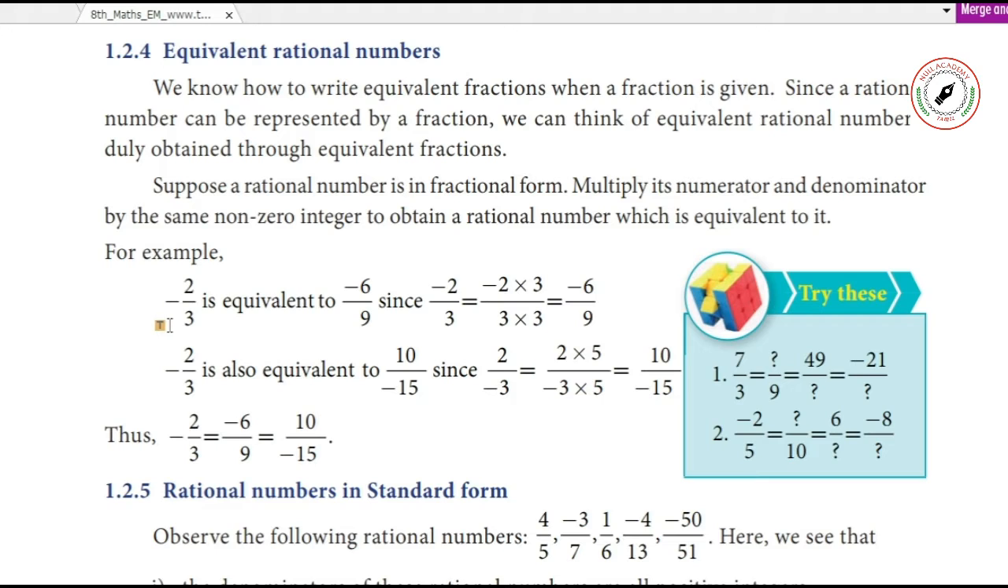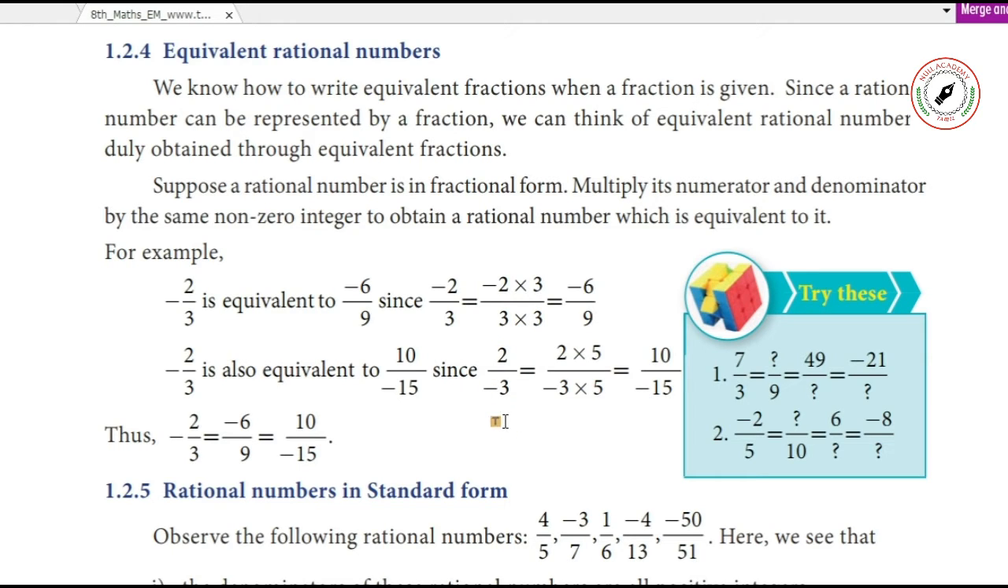Say, for example, minus 2 by 3 is equivalent to minus 6 by 9, because minus 2 by 3 multiplied by 3 above and below: 2 threes are 6, 3 threes are 9. So both are the same. Similarly, minus 2 by 3 is equivalent to 10 by minus 15. Here they put the minus in the middle, but here they put it in the denominator, because everything is the same.